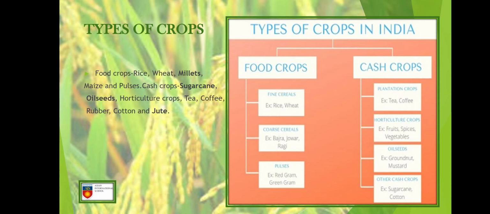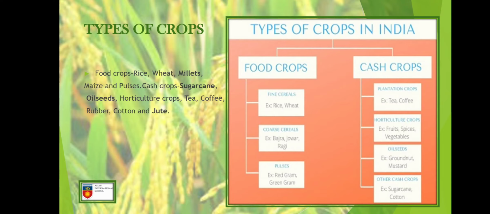Types of crops. The crops cultivated in India can be divided into food crops and cash crops. The food crops are used to feed people. Cash crops are not only used for consumption but also exported and sold in the markets to earn money. Food crops include rice, wheat, millets, maize, pulses, and oilseeds.